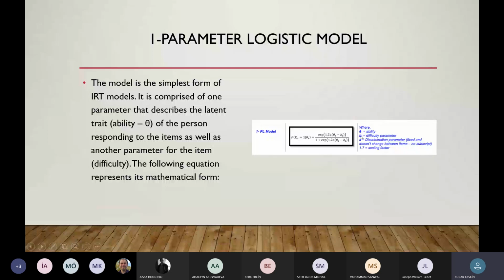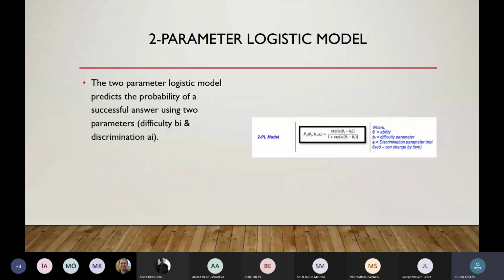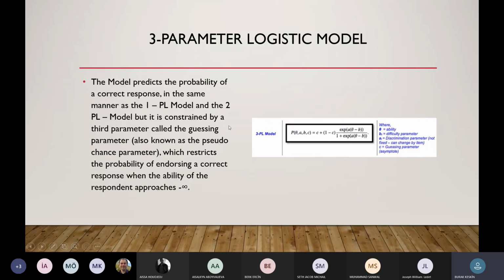Second parameter, two-parameter logistic model uses two parameters, just adds the discrimination parameter. And the third parameter uses all of the parameters in item response theory and provides a result according to that.